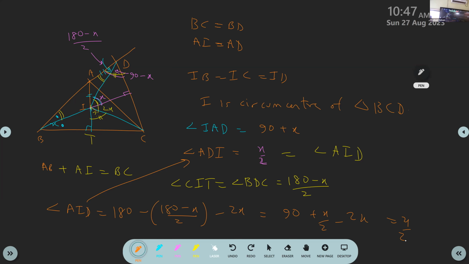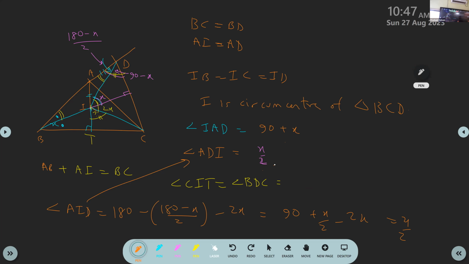And as IA is equal to TA, and angle IAD we found out as 90 plus x. Yes, correct. So base angle is equal to ADI. Okay, got it. So this x by 2 plus x by 2 plus 90 plus x is 180. And we can finish it here. Correct, I agree. That was a simple way.